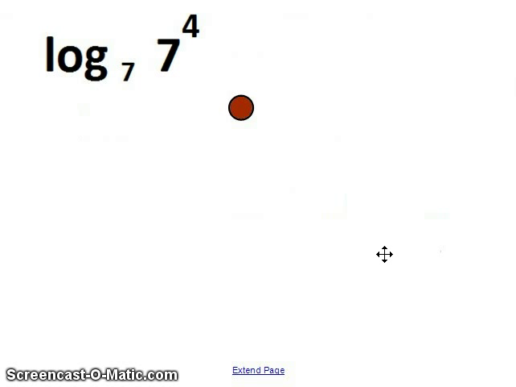So go ahead and evaluate that for me. Hit the pause button. When you're ready, I'm going to show you the result. Okay, I've already had you do this problem. You should have recognized it, and it turns out to be 4.